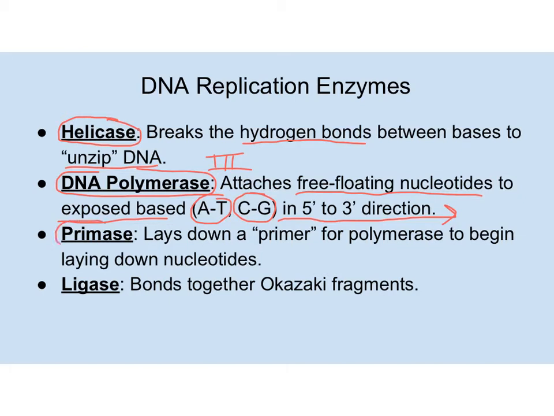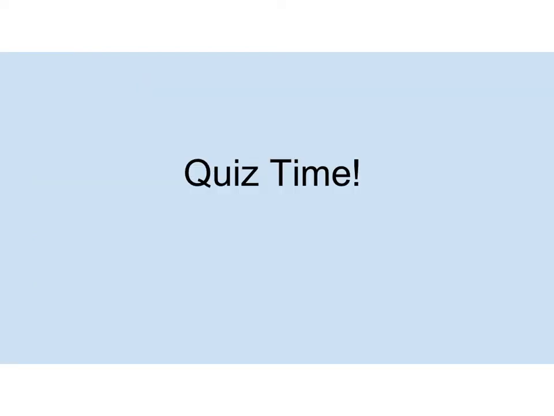For extra credit, remember primase lays down the primer, which is a starting spot where polymerase can begin to lay down nucleotides. And if you want more extra credit, ligase is the one that comes together and bonds together the Okazaki fragments. All right, this was a pretty complicated little puzzle, but let's see how you do on your little quiz.